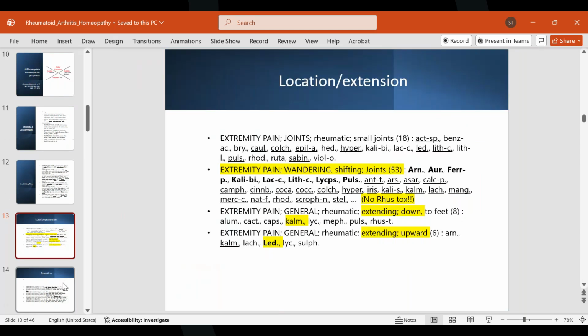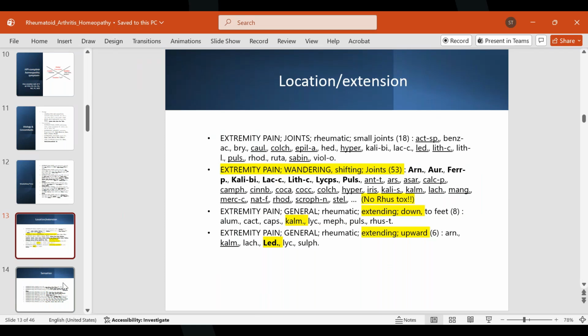Location extension, so small joints. I was going over a case yesterday with one of our practitioners, and we mentioned one of these remedies. Actaea spicata is a remedy that has like wrist pain, and I believe the modalities are it's worse motion and worse pressure. So you think of a small remedy like that for small joints. Caulophyllum has small joints like fingers. Ledum as well, pulsatilla. A big one is wandering joint pain.